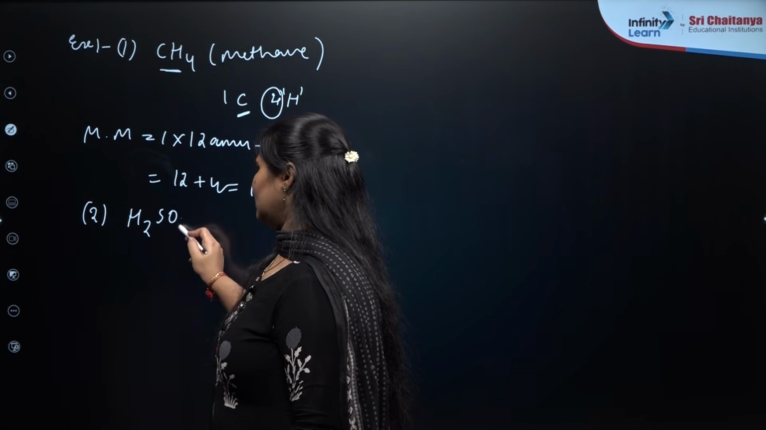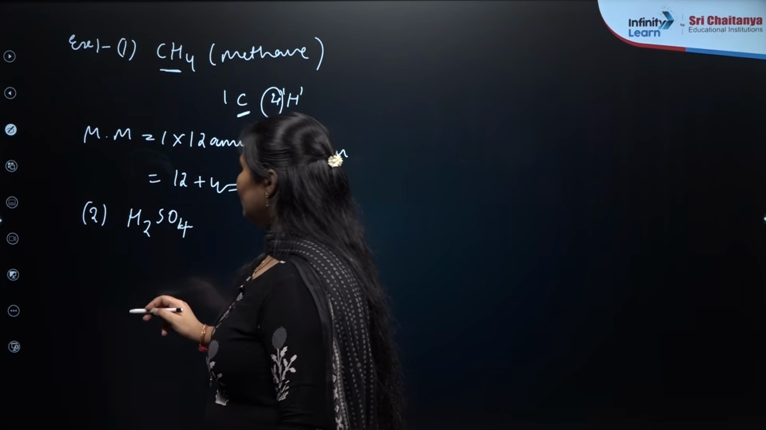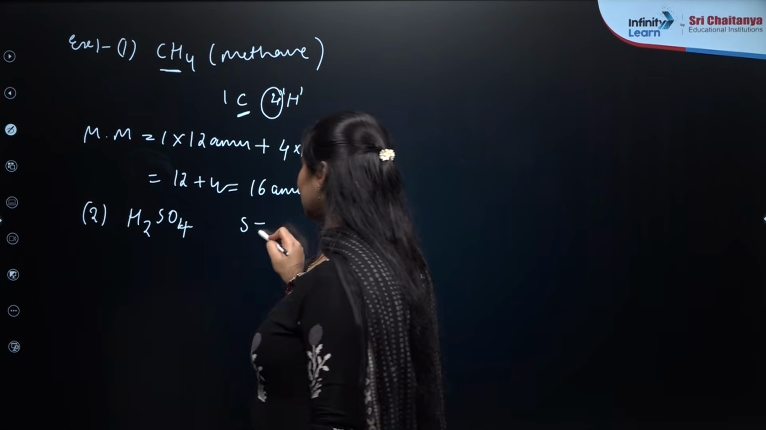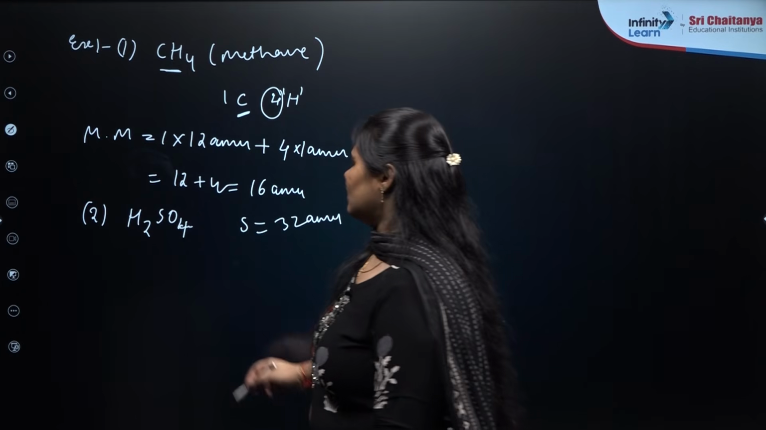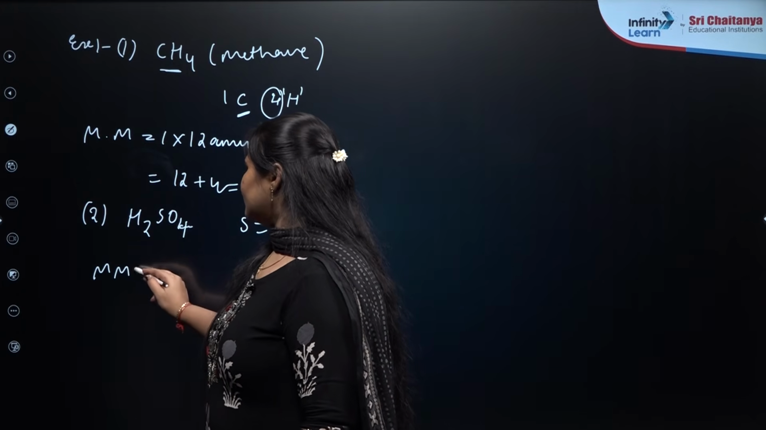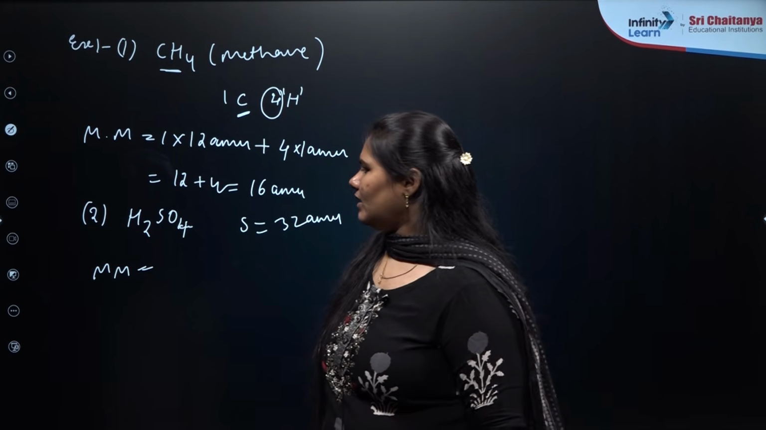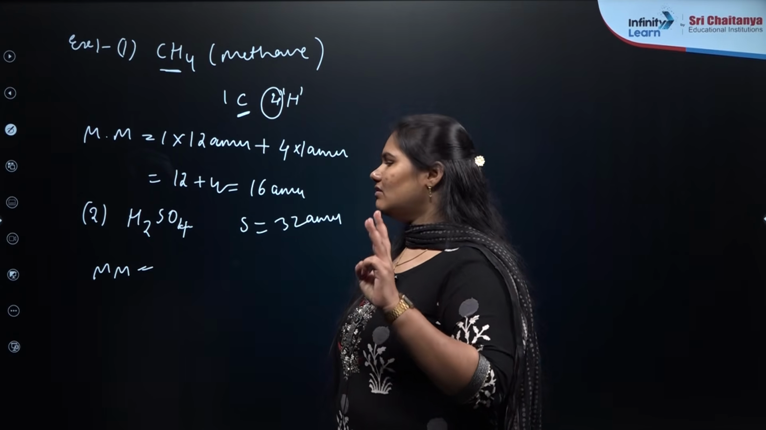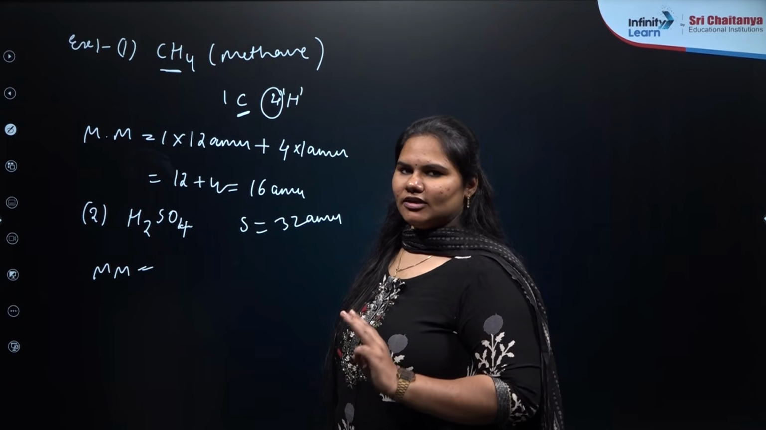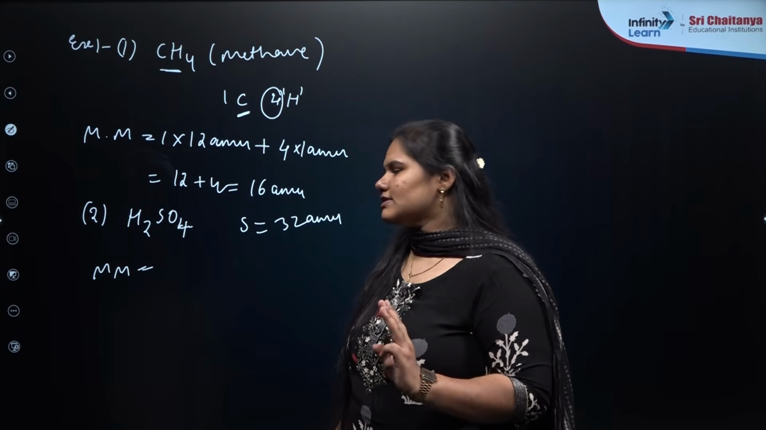H2SO4. I think I forgot to give the sulfur atomic mass. It is 32 AMU. Atomic number is 16. Now, what is the molecular mass of sulfuric acid? Check how many hydrogen atoms there are. 2. In this molecule, there are 3 types of atoms present. What are those? Hydrogen, sulfur and oxygen.